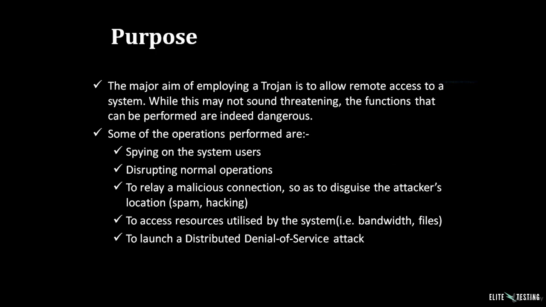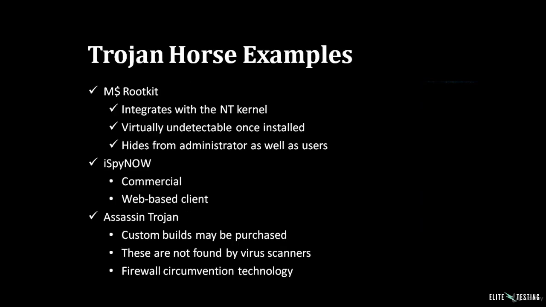Now it is important for us to understand the purpose of using a Trojan horse. The major aim of employing a Trojan is to allow remote access to a system. While this may not sound threatening, the functions that can be performed are indeed dangerous. Some of the operations performed are spying on the system users, disrupting normal operations, relaying a malicious connection so as to disguise the attacker's location, like spam or hacking, launching a distributed denial of service attack, and accessing resources utilized by the systems, for example bandwidth or files.